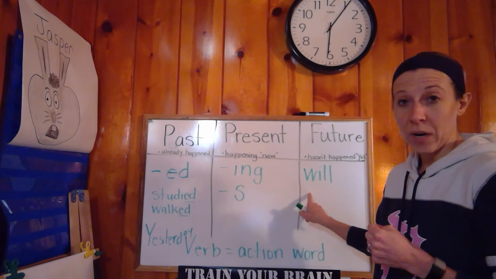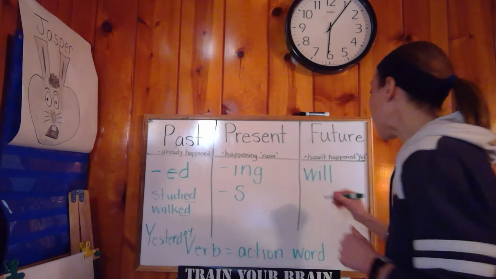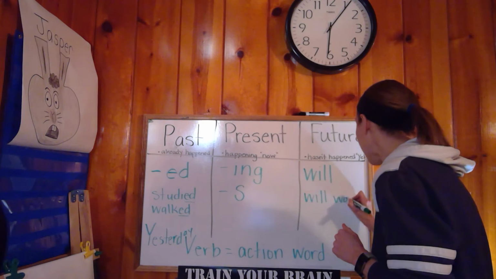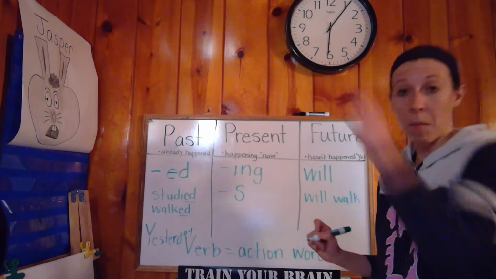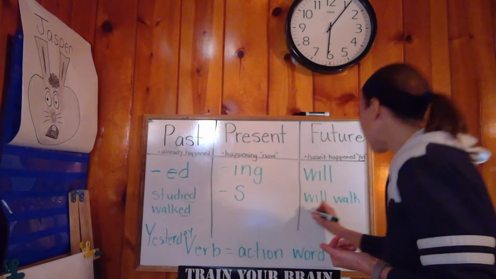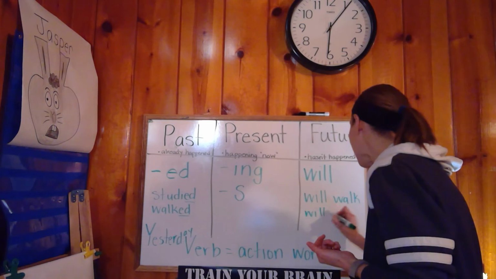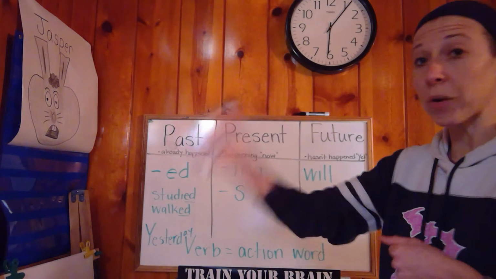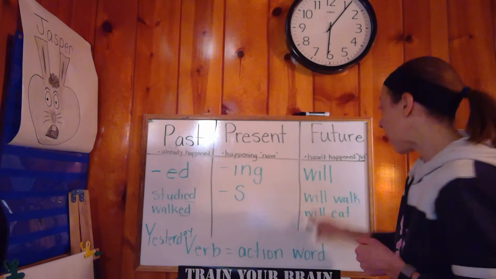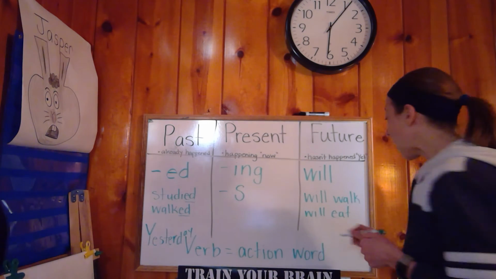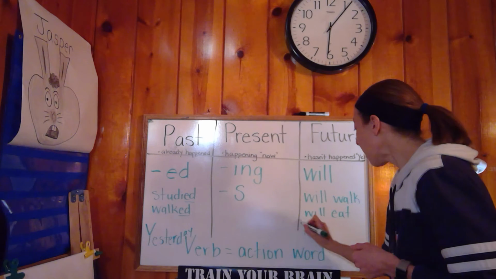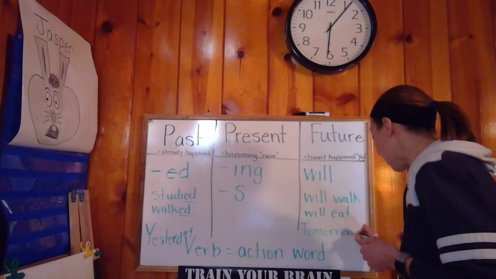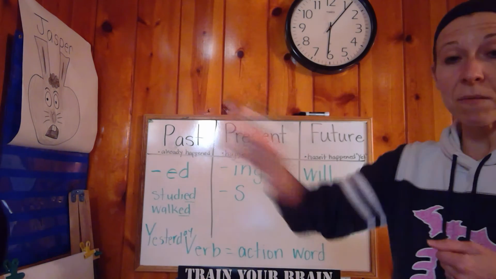Whenever you see that word in front of a verb, so maybe I have will walk. That means I'm going to walk tomorrow or in the future. Or maybe I will eat. If you see I will eat, that means I haven't done it yet. I will do it later, but not yet. So this means it's happening in the future. Another key word, maybe if I use tomorrow. If I'm talking about tomorrow, it hasn't happened yet. So that's going to be the future.